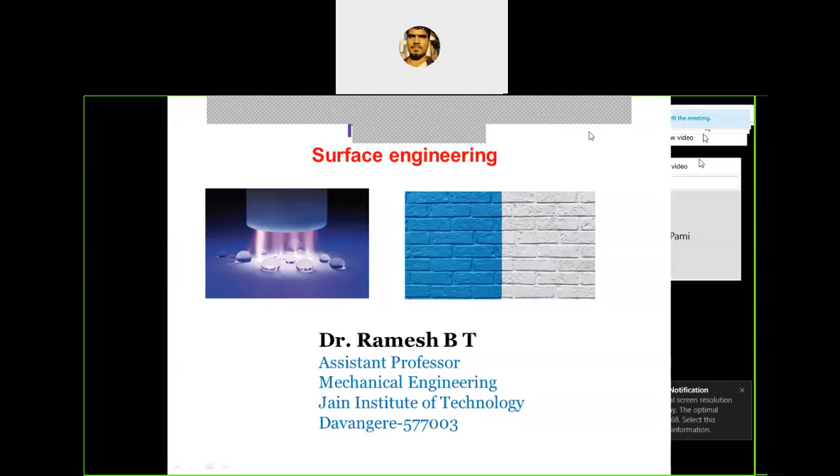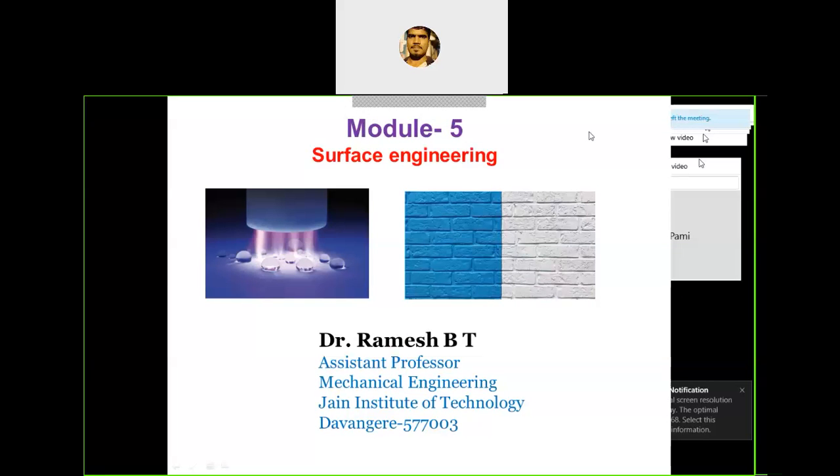So surface engineering is a subtopic in module 5. It covers one complete question. And surface engineering is an important topic. We already know from the first introduction class that tribology is a combination of many subjects or branches which are combinedly called tribology. In that, material science is one, along with mechanical, mathematics, physics, chemistry.